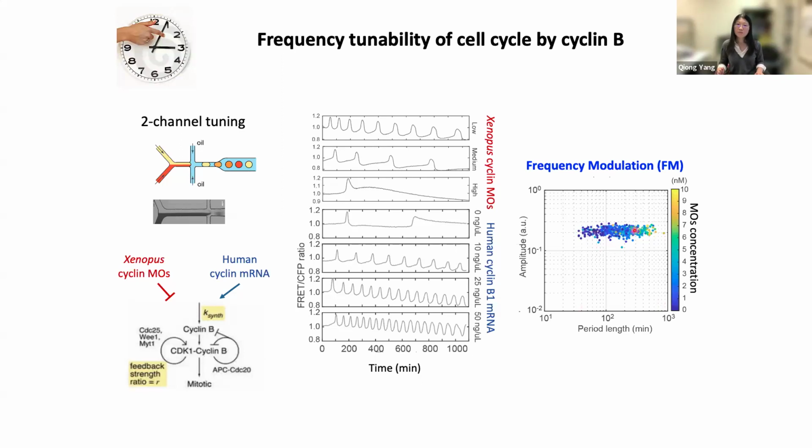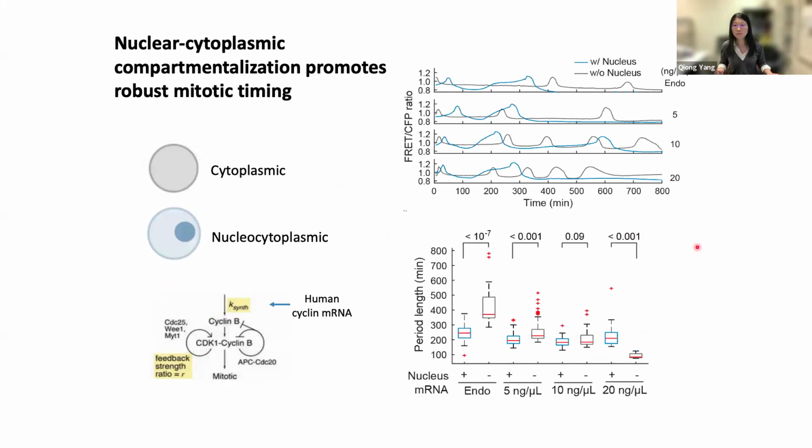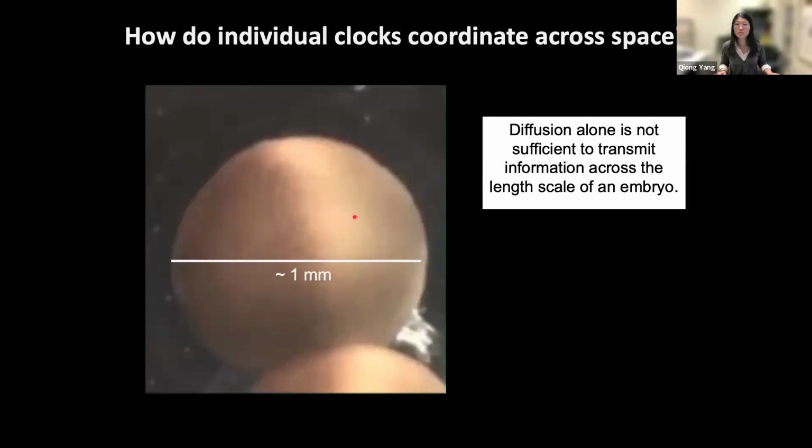This behavior, however, also depends on the spatial property. In fact, this tunability that we see can only be observed in the cytoplasmic droplets, where you have a homogeneous spatial distribution of these molecules. If you now include the nuclei in the system, the system is no longer tunable. In fact, the period seems to remain robust, independent of the cyclin B you add. That's still an open question in the lab. But for this talk, I want to switch gears.